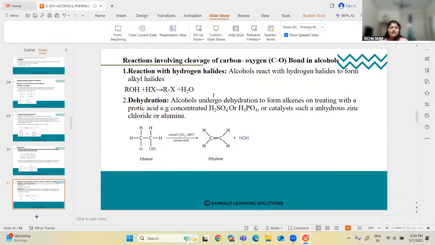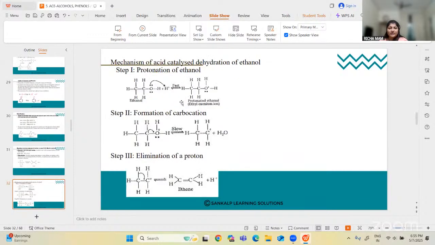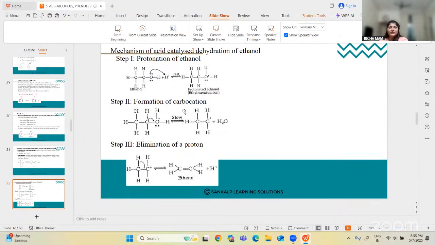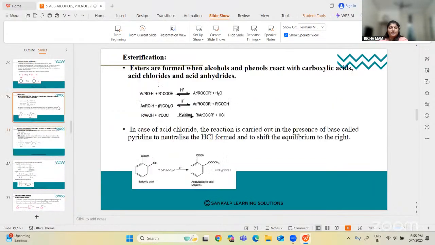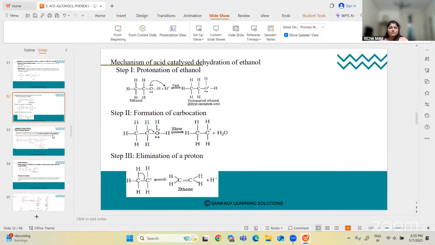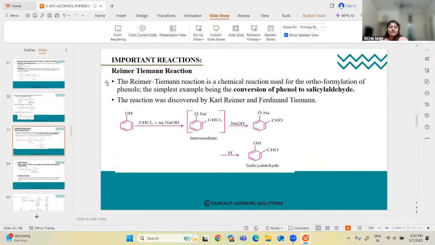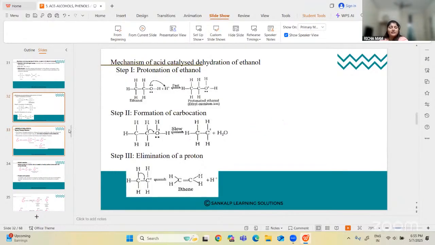Then we have discussed the cleavage involving the CO bond, which is the reaction with hydrogen halides. Then the dehydration mechanism is very important. Then we have also seen the Lucas test, then the reaction with phosphorus trihalide, dehydration reaction, dehydrogenation, then oxidation. Various reactions we have seen.